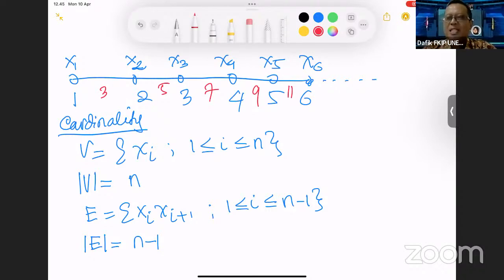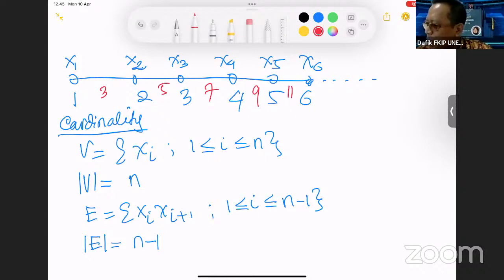So we are supervising students from undergraduate until PhD level in our university. We are talking about the same thing, graph, and we start with the simplest one. After that, they can do it individually. Okay, let me show you again.